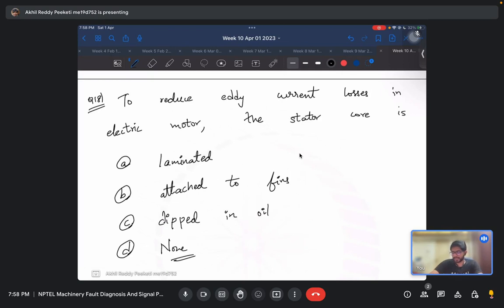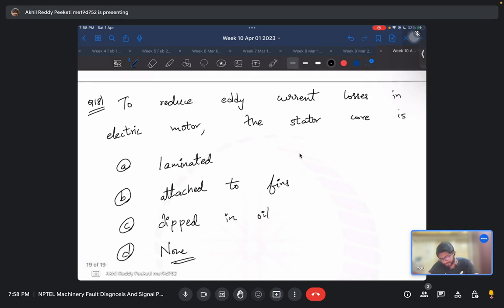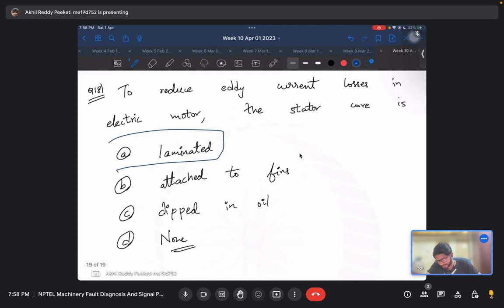To reduce eddy current losses in electric motor, the stator core is laminated, attached to fins, dipped in oil. So to reduce eddy current losses, the stator core is actually laminated. So lamination helps to reduce the eddy current losses.